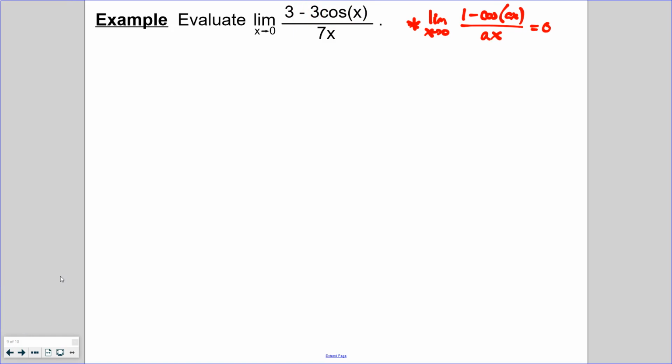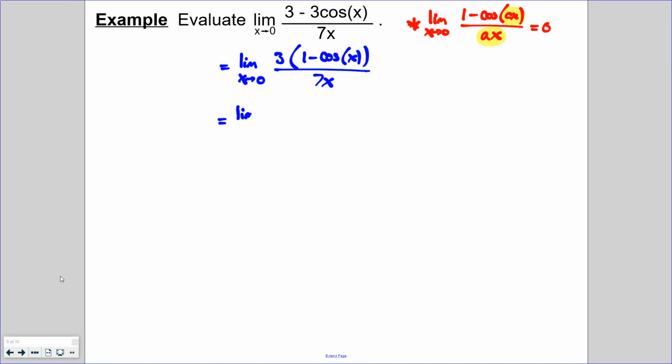But both of our terms in the numerator happen to have a 3, so we can factor a 3 out. So we're going to end up with 3 times the quantity (1 minus cosine of x) over 7x. The next thing we need to check is that the expression on the inside of cosine matches the denominator. And in this case, they do not match. The expression in the denominator has that extra 7. So we need to get rid of that 7, so we need to pull it out of the fraction.